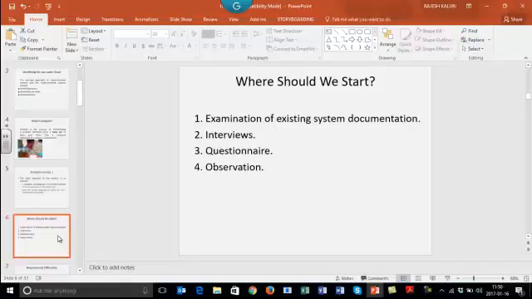So we have to start from scratch. The first one is examining the previous system's documentation, and then we need to conduct some interviews with different groups. Later on, we have to prepare some questionnaires, and that has to be circulated among the different age groups. And also the important thing is observation. Whatever the three things which I have told, we need to include observation in all three aspects.